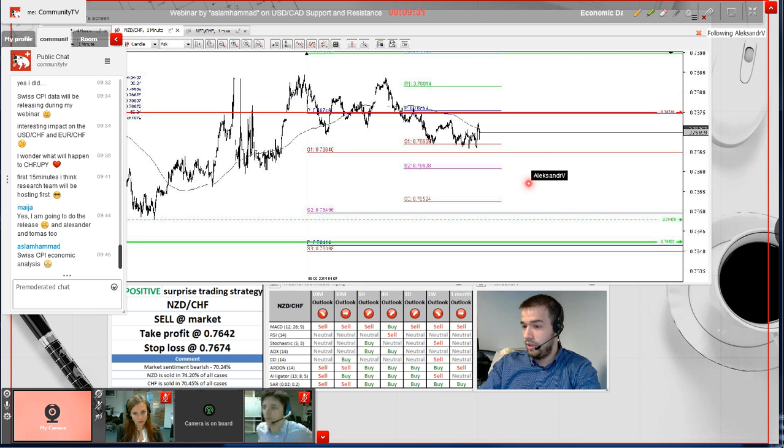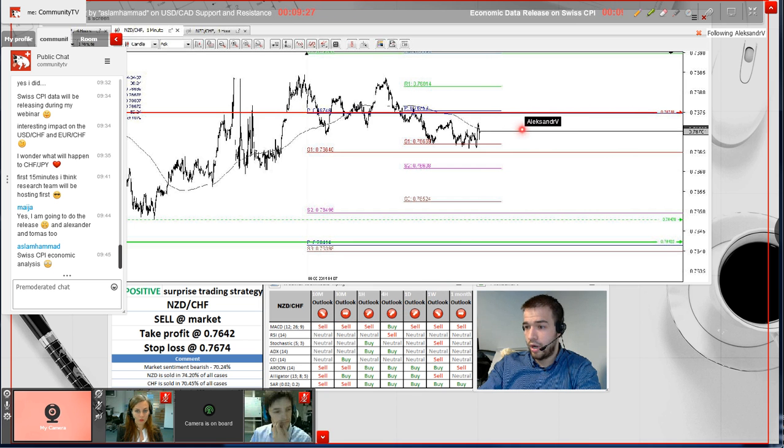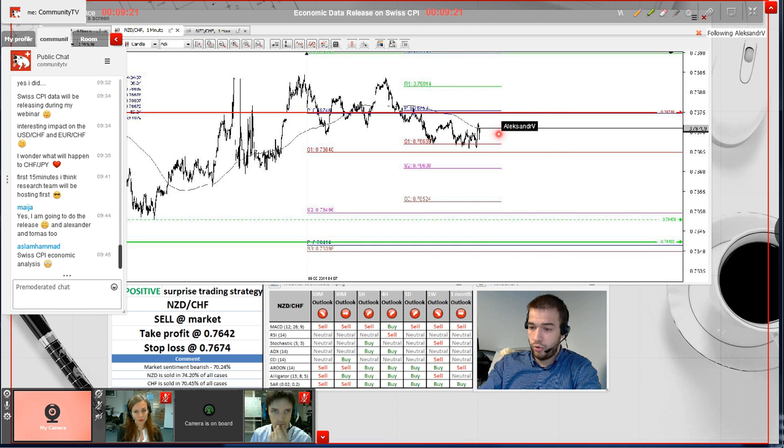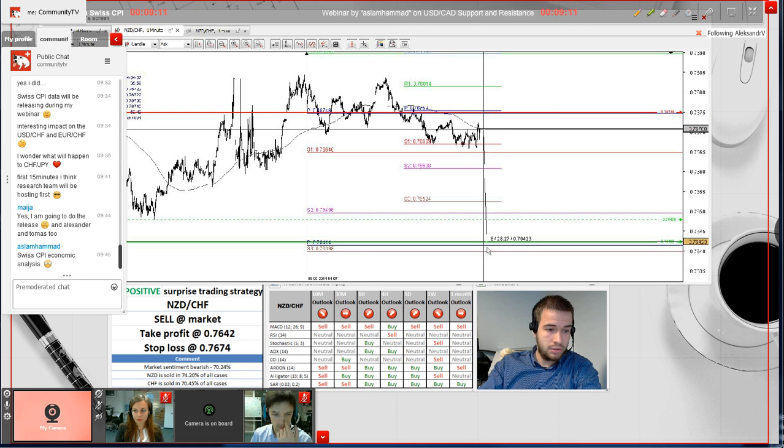So, as always, the entry point is at the market price, which currently stands around the 200 simple moving average, around 0.7670. Regarding the take profit, we recommend placing it around the weekly pivot and the daily support at 0.7642, and in pips that will be almost 30 pips from the market price.